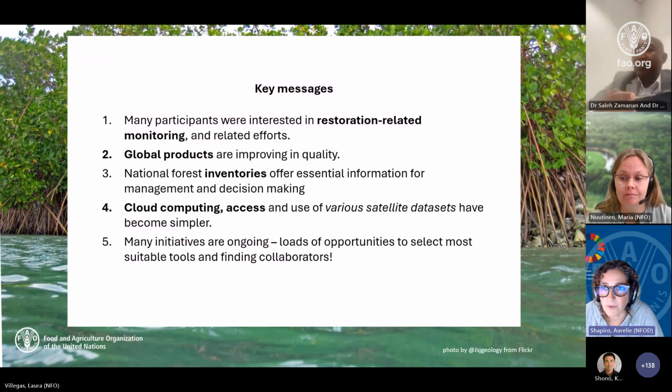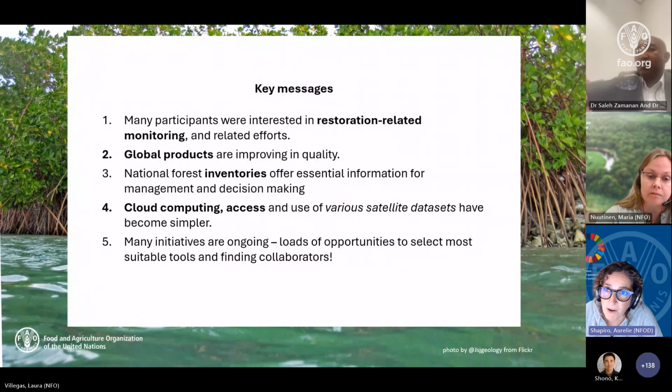We've seen that global products are improving in quality and still remain relevant at some scales. And of course, national forest inventories and local data are really important for management and decision making at the policy level. There's a lot of cloud computing access and many satellite sensors available. That is really easing the mapping of mangroves. As I said, we're lucky that mangroves can easily be discerned with satellite imagery, and it's great to have a nice, consistent view from space, or even from drones. Some people mentioned airborne sensors in the chat. And there are lots of initiatives ongoing.